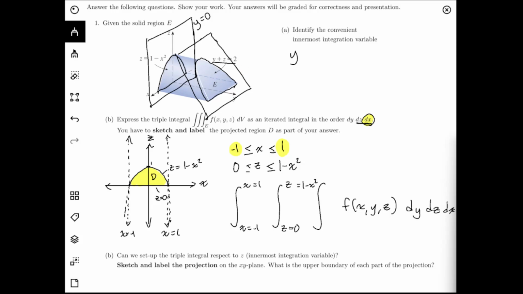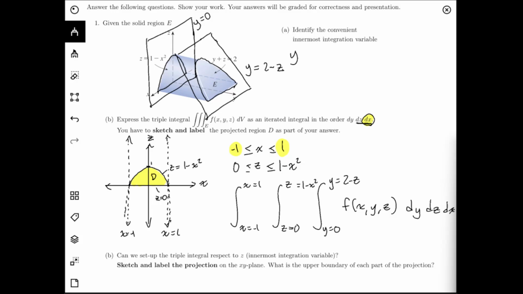Well, we actually have this nice equation right here that tells us exactly what it is. And we want to rewrite it in terms of y. So y equals 2 minus z. Okay, now we have the bounds. y equals 0, y equals 2 minus z. Fantastic.